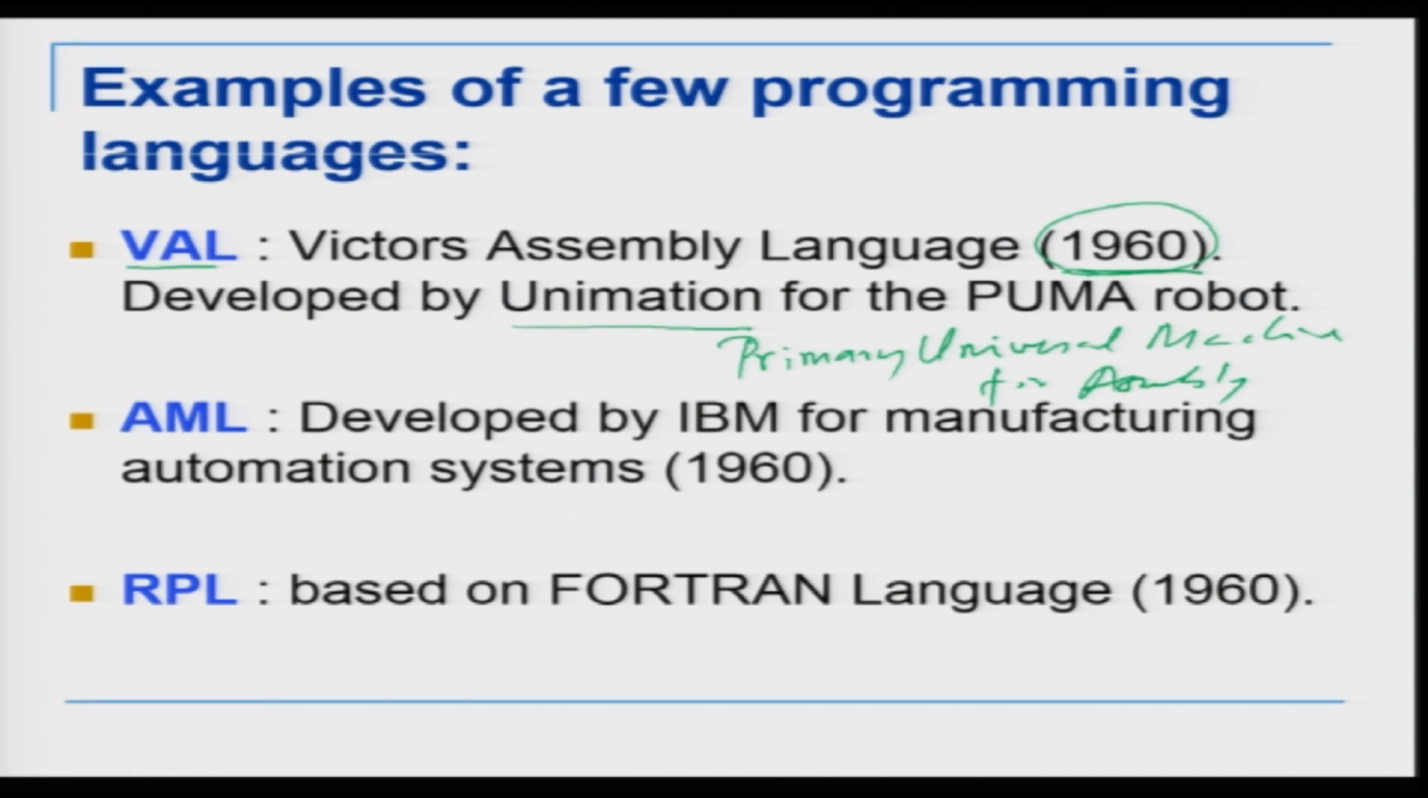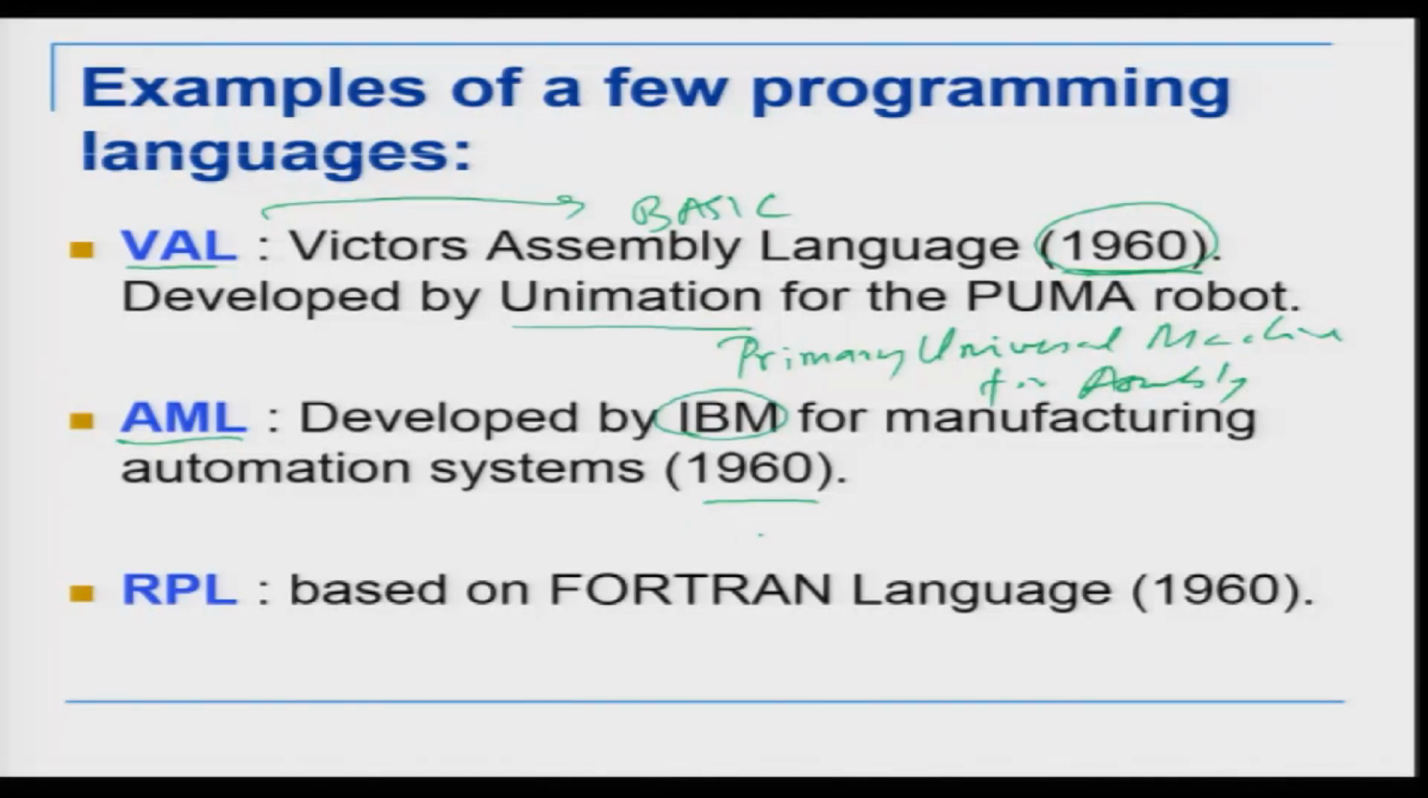The second language was developed, and these languages are based on some computer programming language. For example, this one is based on BASIC, okay. So you know what is BASIC language. It was a very, very early and simple language. So the VAL language is based on the BASIC language, the structure I mean. The second language that was developed was AML, also around the 1960s by IBM. So at that time IBM was manufacturing robots, and they developed this language AML for their robots, and of course IBM does not manufacture robots anymore, so this language is no more there, okay.